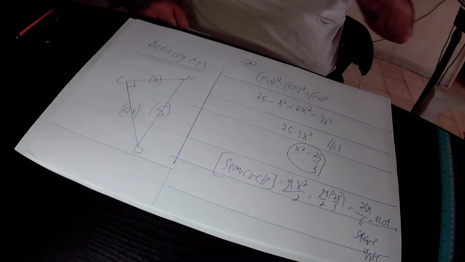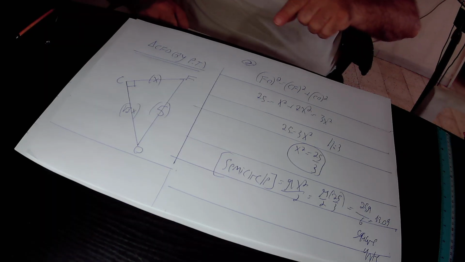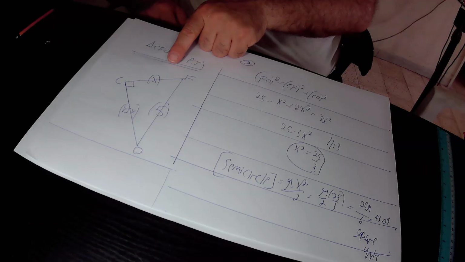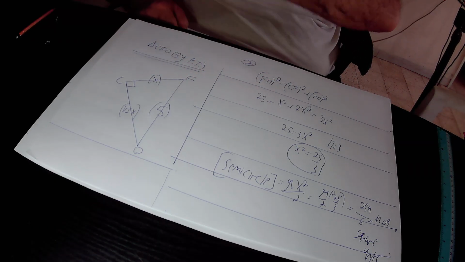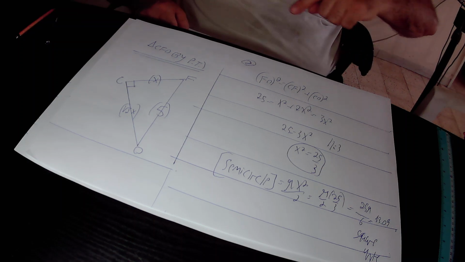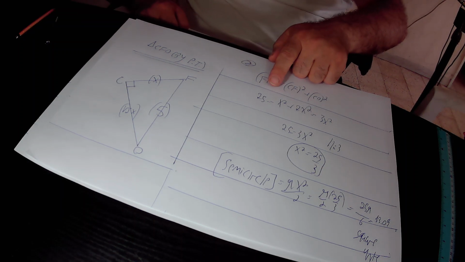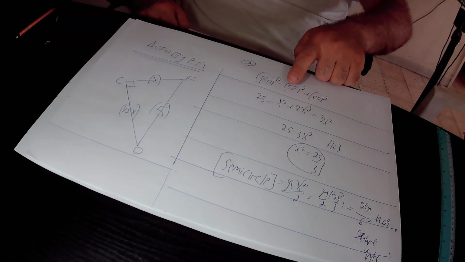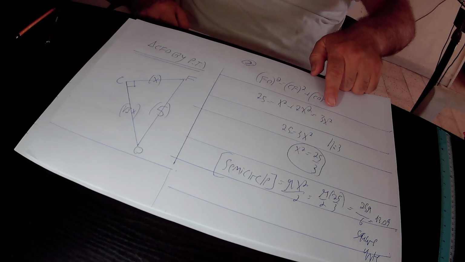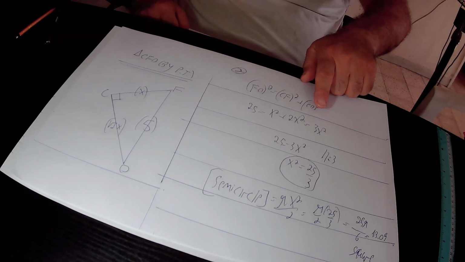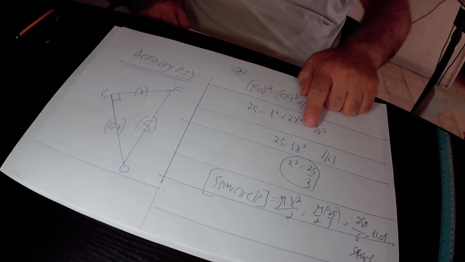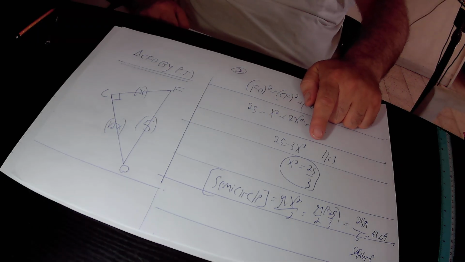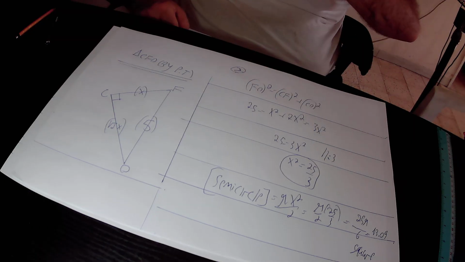FO is 5, therefore FO squared is 5 squared, that is 25, and it equals CF squared plus CO squared. CF is x, therefore CF squared is x squared. CO is equal to the square root of 2 times x, therefore CO squared is 2x squared. So in total, 25 equals x squared plus 2x squared. X squared plus 2x squared is 3x squared. So 25 equals 3x squared. Here we divide the equation by 3, and finally find that x squared equals 25 over 3.